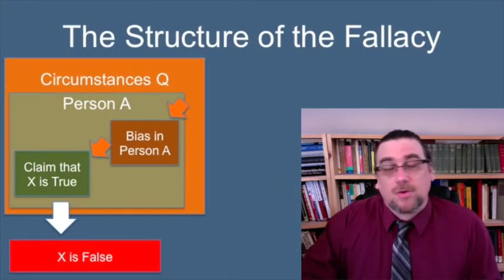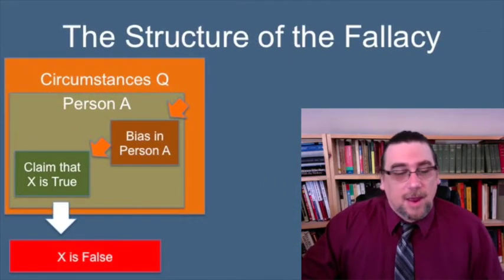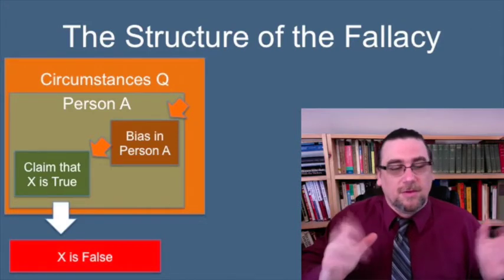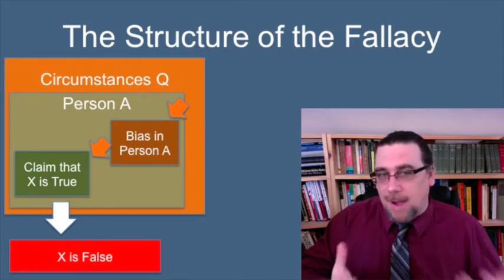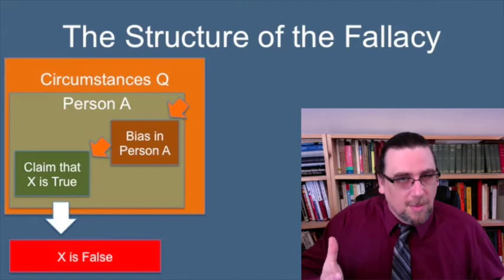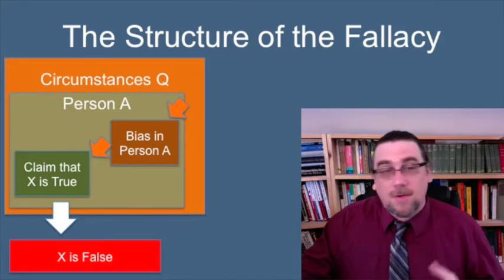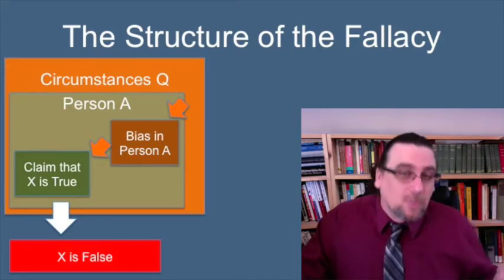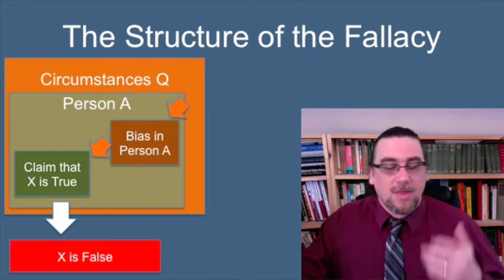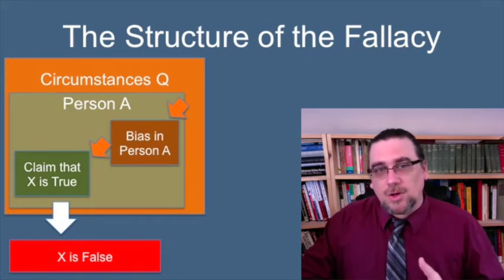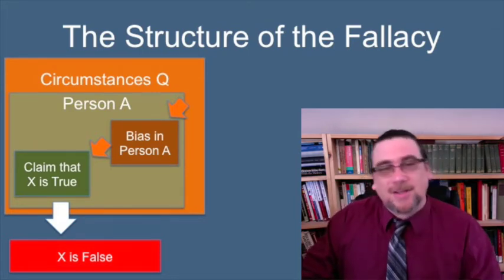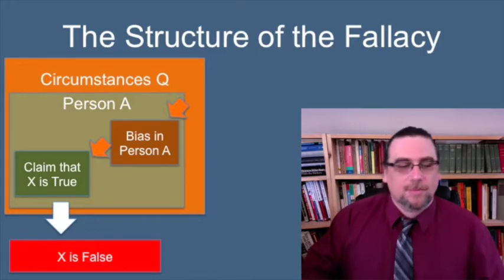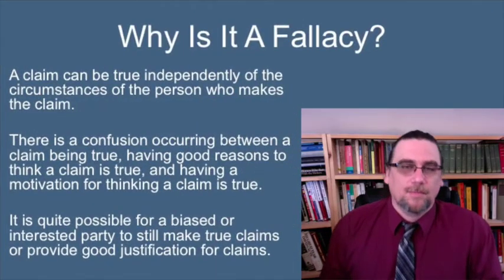If we look at the structure of the fallacy, what we're saying is the person is in these circumstances, that creates some sort of bias, or however else you want to put it, some sort of motive for making that claim. That's what's leading them to make the claim that X is true, and so we should go to the other extreme and say, no, X is actually false. Now, why is this a fallacy?